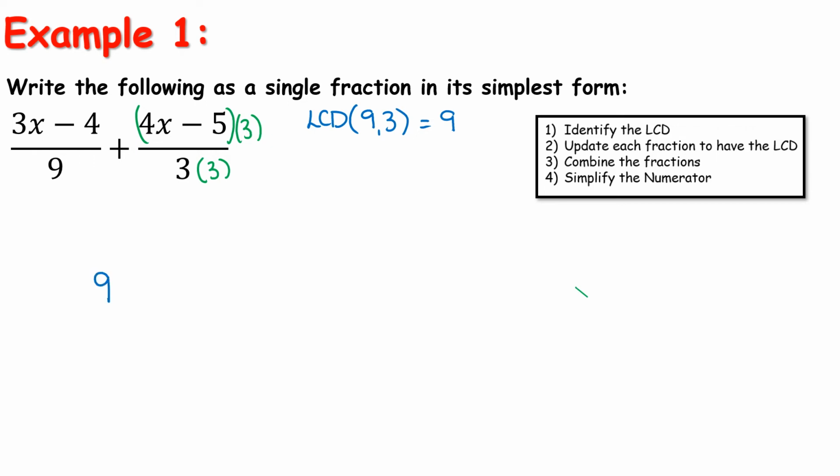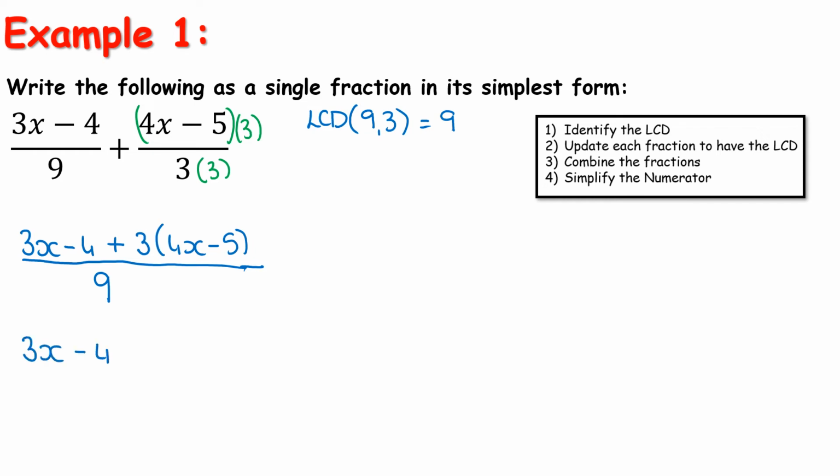Common denominator is 9. So we're going to update each fraction to have the lowest common denominator. Done. Now we're going to combine. So we have 3x minus 4 plus, now I'm going to put my 3 and then 4x minus 5, just because it's easier for multiplication. It does not matter. Remember, multiplication is commutative, order doesn't matter. So now we're going to simplify the numerator. So 3x minus 4 plus 12x minus 15, all over 9.